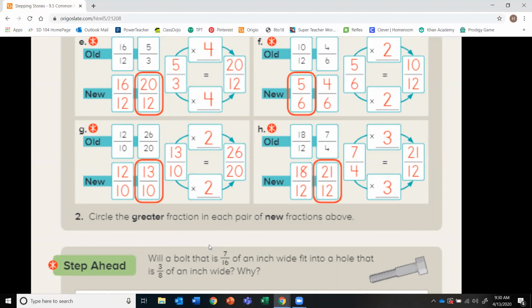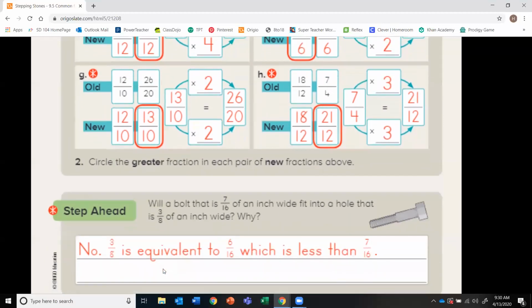So 3 times 2 is 6. So now I have 7/16 and I have 6/16. So if the bolt is 7/16 of an inch wide, fit into a hole that is 6/16 of an inch wide, it will not fit because 6/16 is smaller than 7/16. So here you go. That's kind of what I just talked to you about.